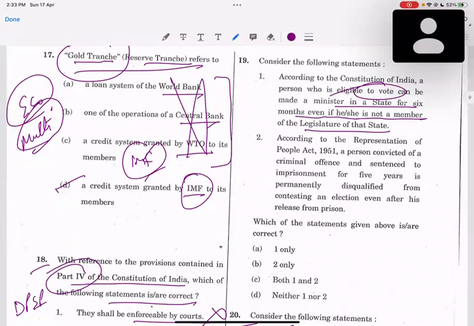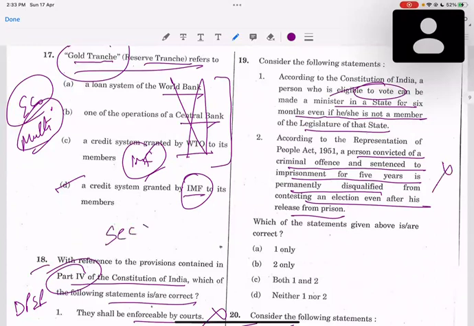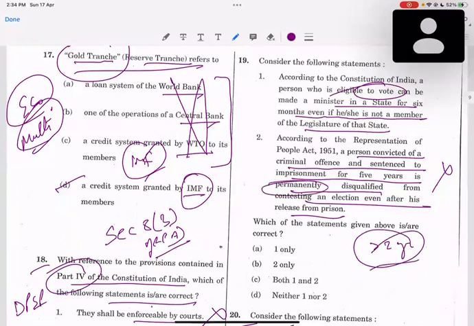According to RPA 1951, a person convicted of a criminal offense and sentenced to imprisonment for 5 years is permanently disqualified from contesting an election even after his release from prison. No, this is wrong. Basically, Section 8(3) of RPA, which was also in the news, says that if someone gets a punishment for more than 2 years, then he's not permanently disqualified. Rather, he is not eligible for election. He can't stand for election.